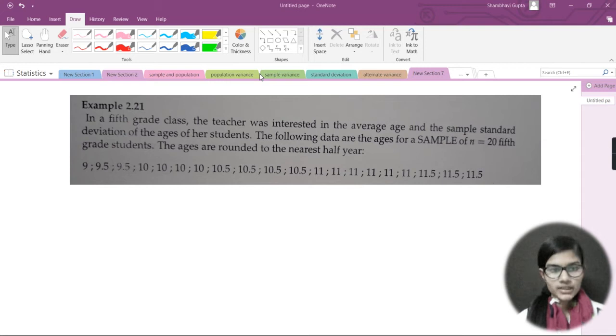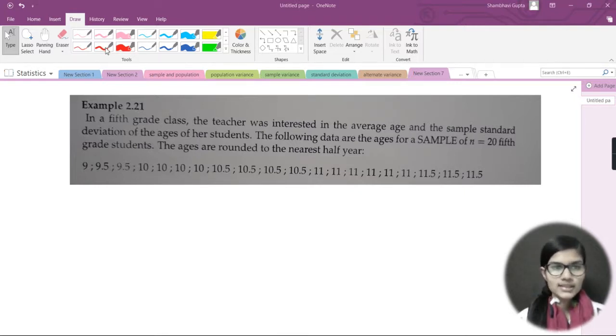So the question in front of me is: in a fifth grade class, a teacher was interested in the average age and sample standard deviation of the ages of her students. The following data are the ages for a sample of n is equal to 25 fifth grade students. The ages are rounded to the nearest half year.